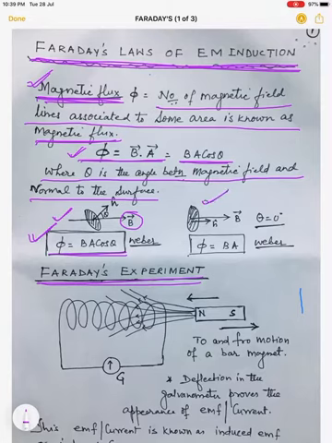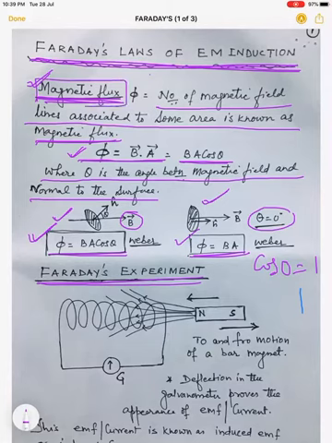But in the second, the area vector is such that the magnetic field and the normal to the area or surface are parallel. So the angle is 0 degrees. Here the flux is BA because the value of cos 0 is 1. So this is the expression for magnetic flux, because we will use this magnetic flux many times in the topic Faraday's laws of electromagnetic induction.